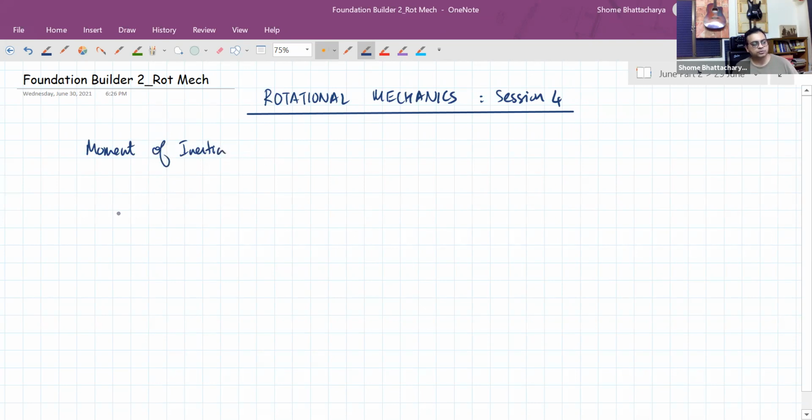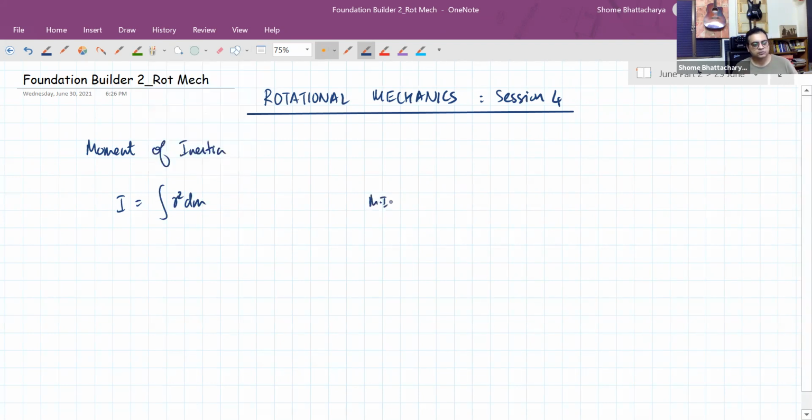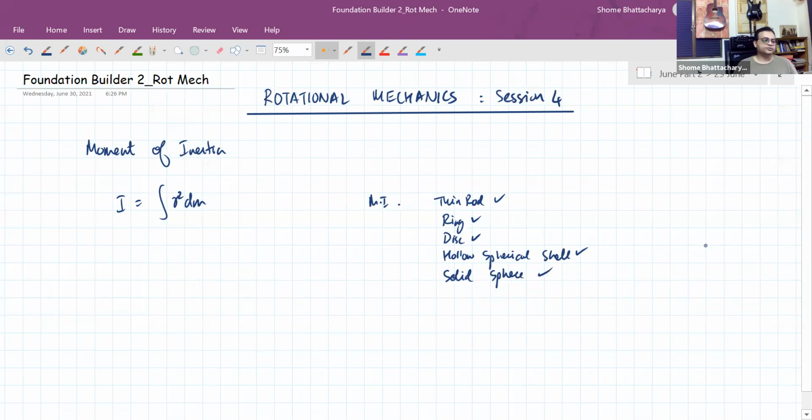In general, we have understood moment of inertia for a rigid body is integration r squared dm. And we have seen the various formulae, like for the moment of inertia of a thin rod, ring, disc, hollow spherical shell, and solid sphere. So these are some of the standard formulae you have to keep in mind.